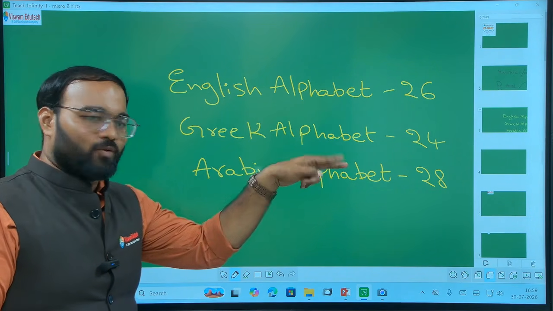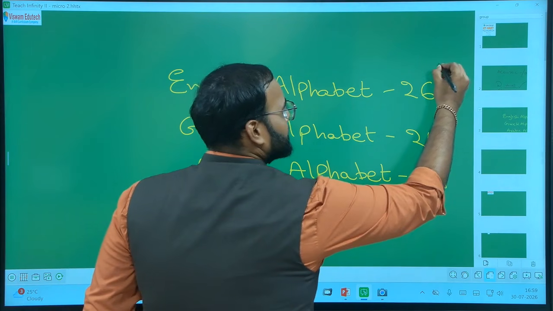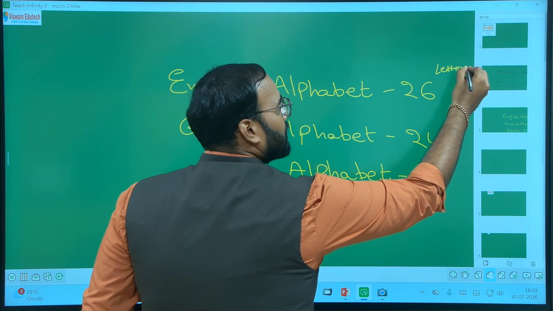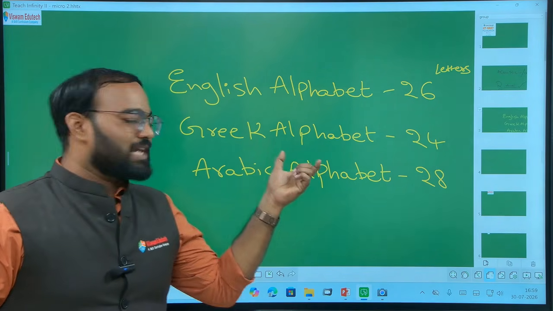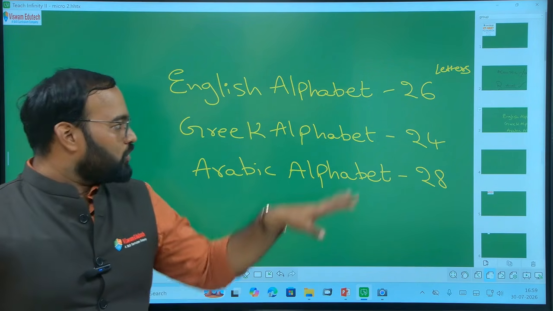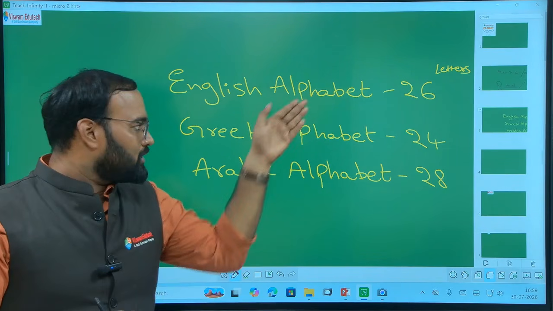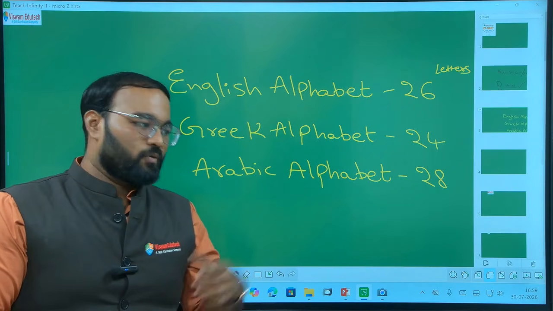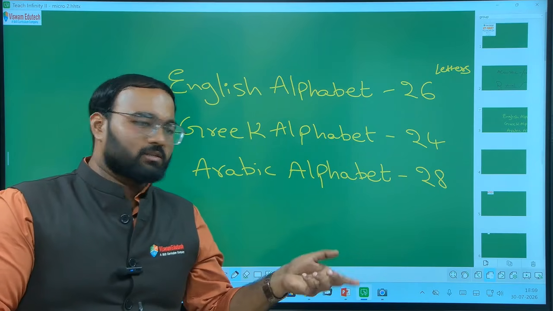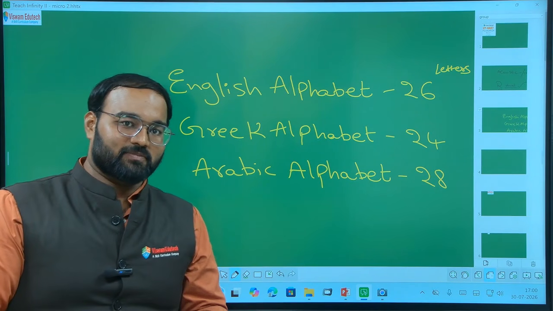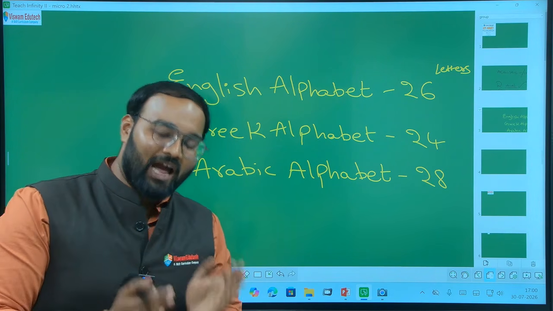So now you understood, right? What is the difference between alphabet and alphabets? 26 letters together, they are called as alphabet. So each language has its own alphabet. If you are referring to a group of alphabets, it's about different alphabets. If you want to mention a particular language, then you refer to it as alphabet. 26 letters in English together are called the English alphabet.